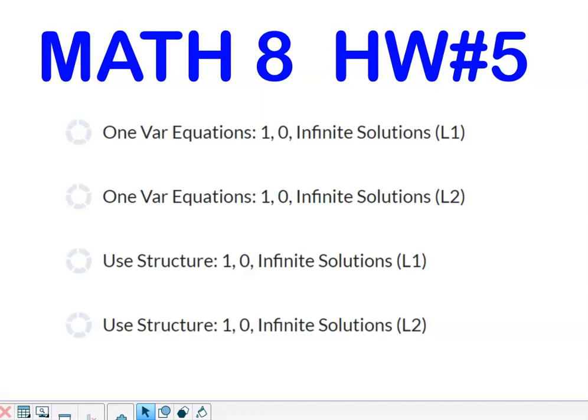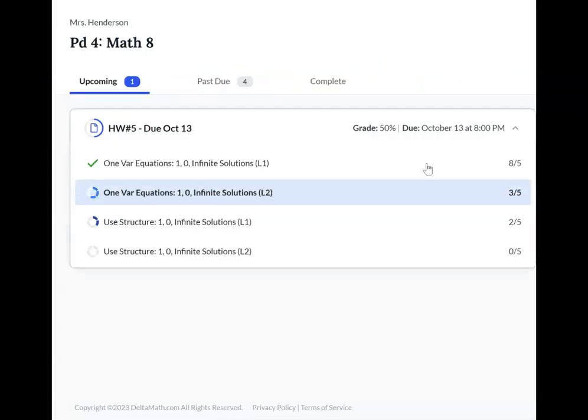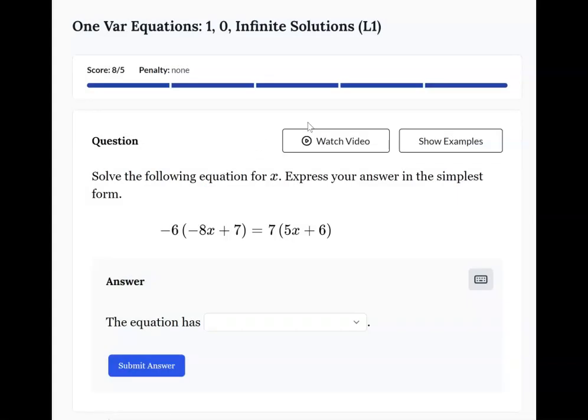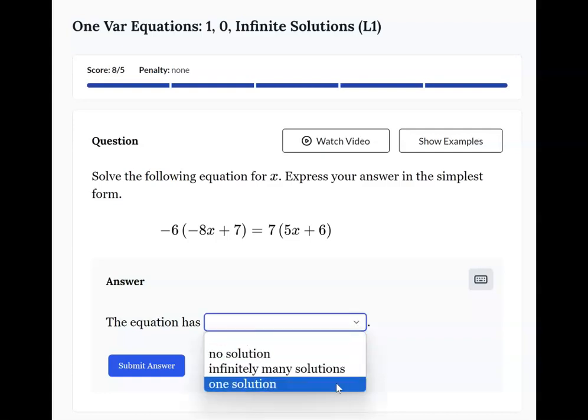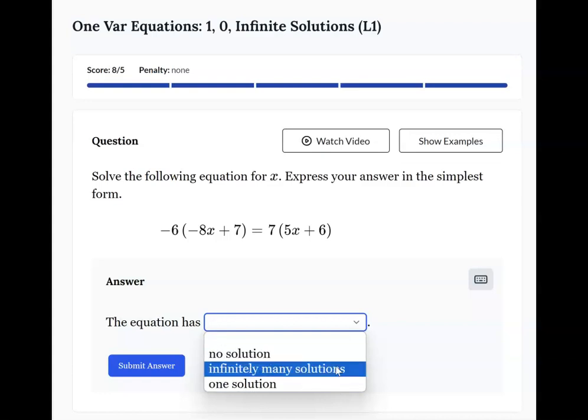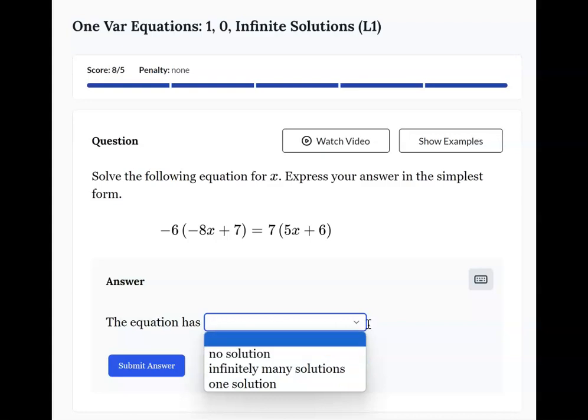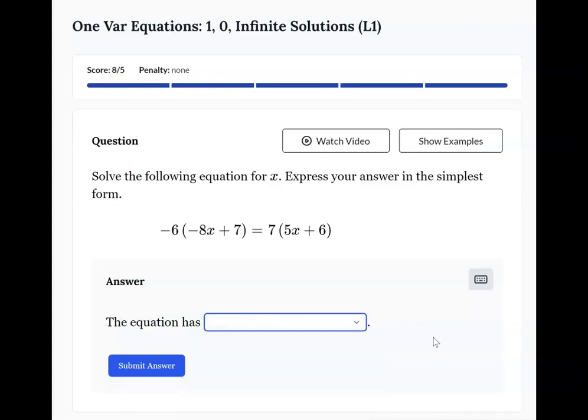Let's take a look at the questions on homework number 5. The first lesson on one-variable equations asks you to determine if there are no solutions, infinitely many solutions, or only one solution. Now, no solution and infinitely many solutions are special circumstances where the left side and the right side of an equation have matching variables.